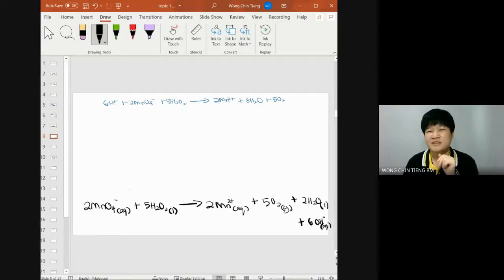Sorry weh, tulisan besar tak cukup. Dia patut straight je lah. Okay, yang ni I can drag my slide. Okay, setuju ke dengan jawapan Go? Any problem with the balancing equation?